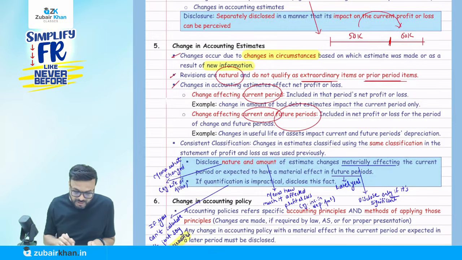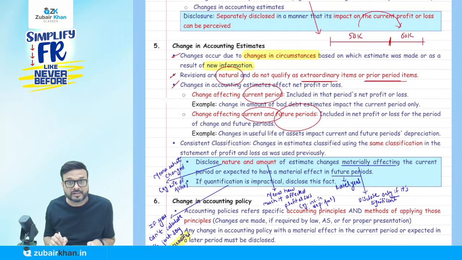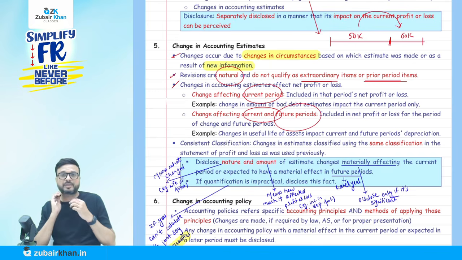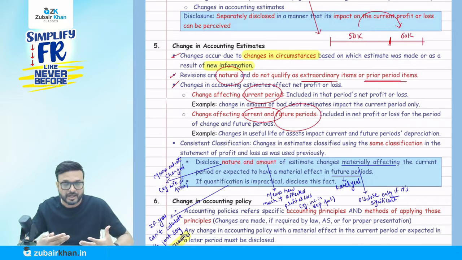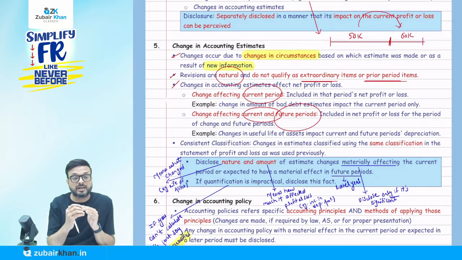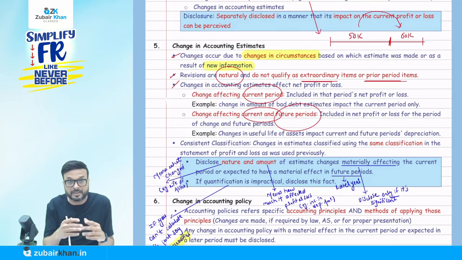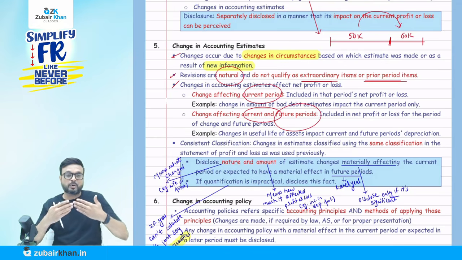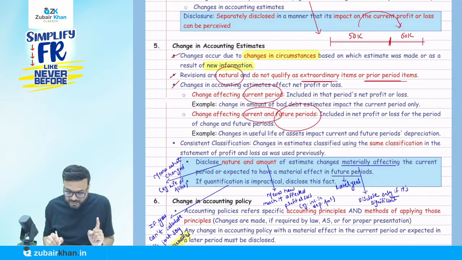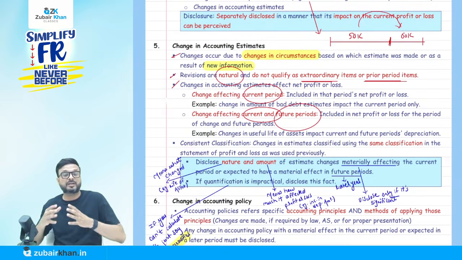It says that changes in accounting estimate affect profit or loss, affecting the current period including net profit. For example, a change in the bad debt estimate impacts the current period only. So if there is a change in the estimate of bad debt that year, it will affect my P&L account, but only for the current year. But if I change the estimate of, for example, the life of the asset, the amount of depreciation is going to be affected in the future as well.